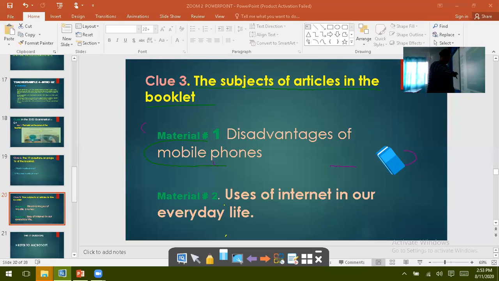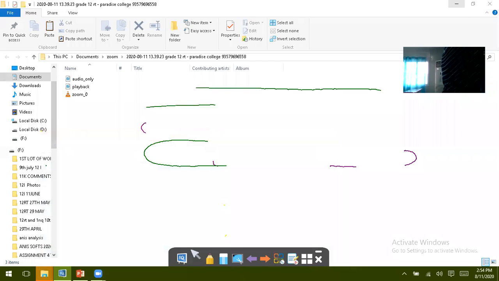You can look through the booklet for the rest of the clues. I will now close this one and go to another page where I have written the information on the questions. Now, how do I get out of this?